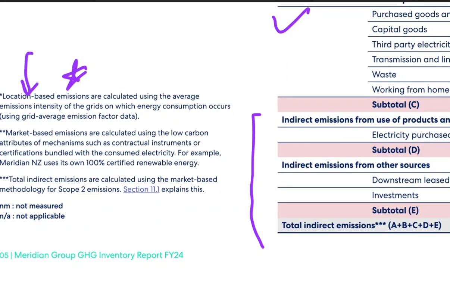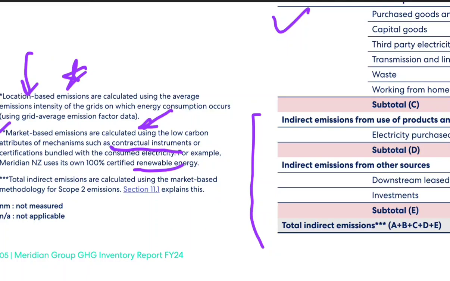So keep in mind, this is a very important subject. Location-based emissions, we have to focus on the emission intensity of the grids on which energy consumption occurs. Also, market-based emissions are calculated using low carbon attributes of mechanisms such as contractual instruments or certification bundled with the consumed electricity. For example, this company uses 100% certified renewable energy. So we will see the details related to that.